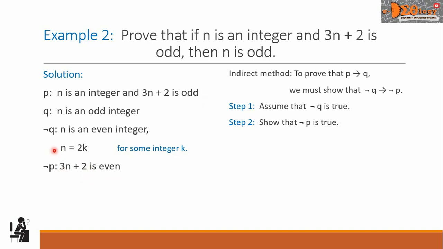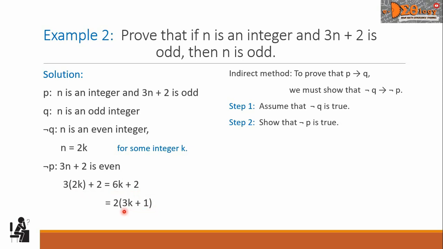Using our equation n equals 2k, we will substitute the value 2k for this n. So we have now 3 times 2k plus 2. The product of 3 and 2k becomes 6k plus 2. For this right side, there is a common factor of 2, and let us factor it out. So we have now 2 times the quantity 3k plus 1.